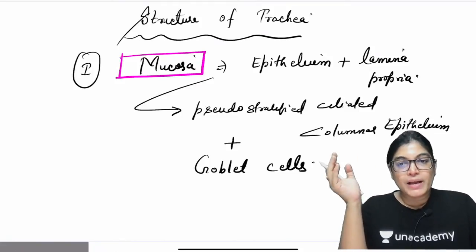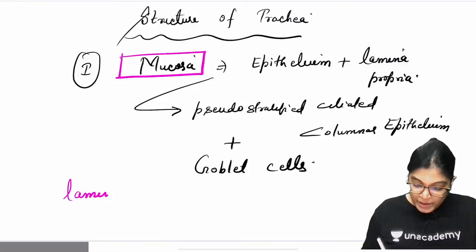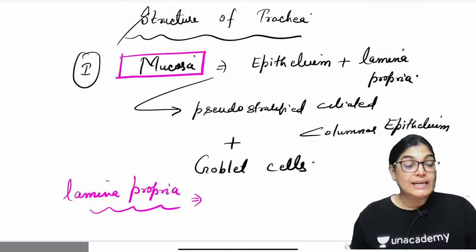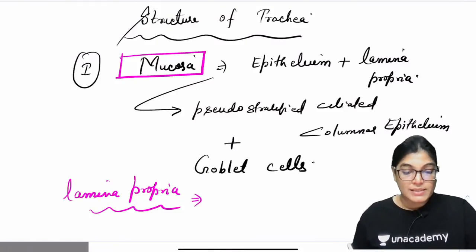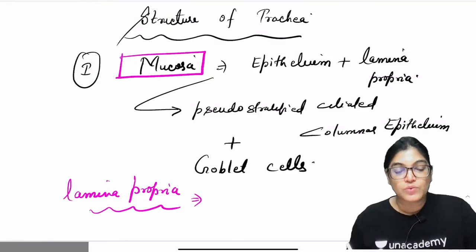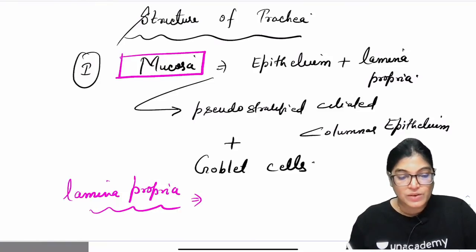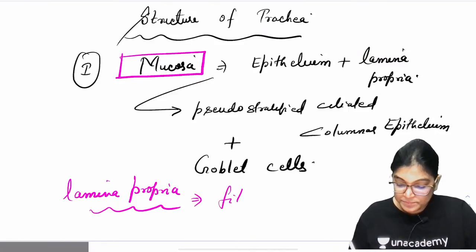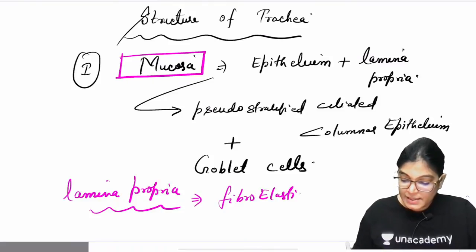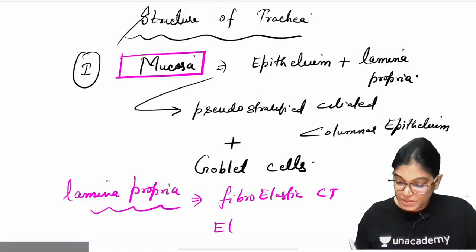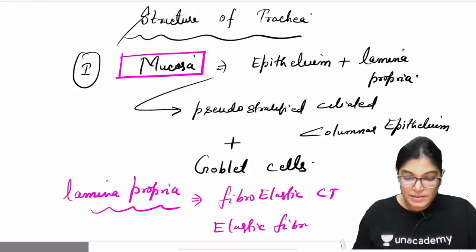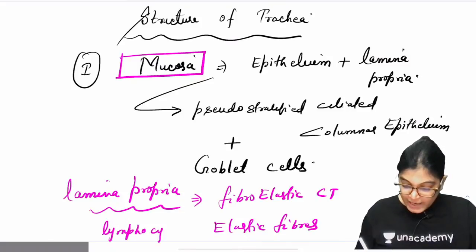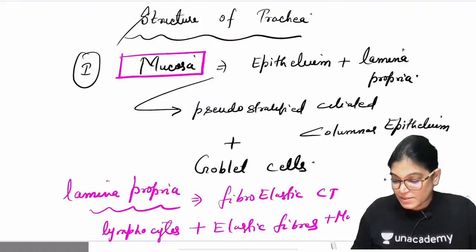What about lamina propria? In the mucosa, there is also lamina propria layer, and in the lamina propria layer, what it contains? It contains fibroelastic connective tissue, mast cells, loose connective tissues. So there will be lymphocytes, elastic fibers, fibroelastic connective tissues, and this is the important. So it will be having fibroelastic connective tissues, which is also having few elastic fibers, lymphocytes and mast cells.